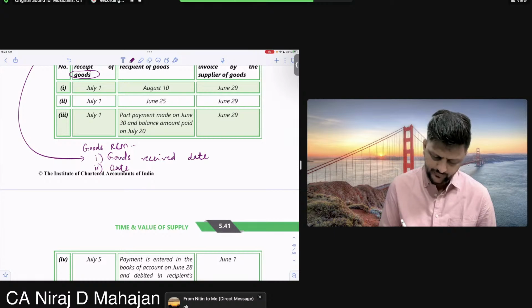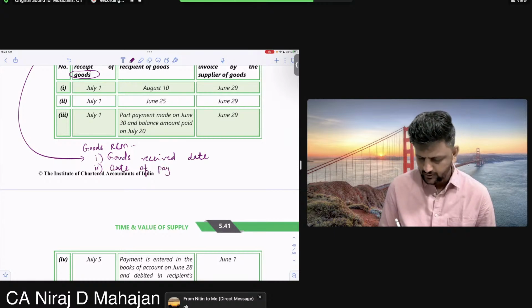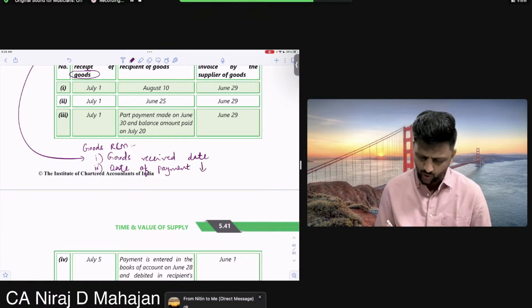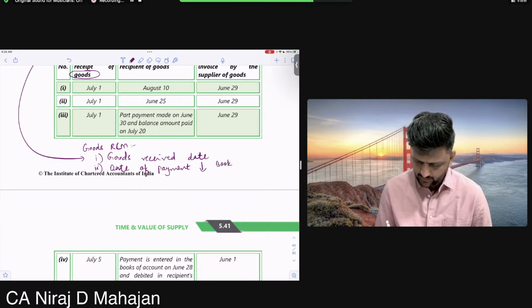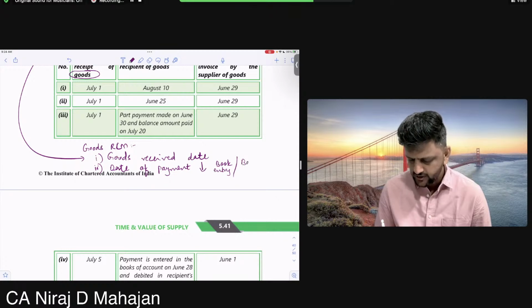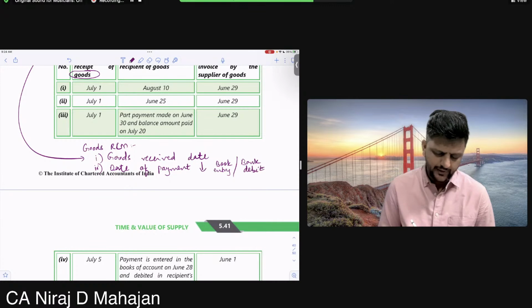Date of payment. That also, children, earlier of. I'm writing like this, okay? Not lower, but earlier of book entry or bank debit. You are writing this just for our understanding, repetition and clarity.